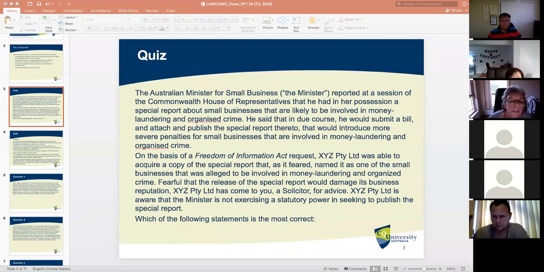Fearful that the release of the special report would damage its business reputation, XYZ Proprietary Limited has come to you, a solicitor, for advice. XYZ Proprietary Limited is aware that the Minister is not exercising a statutory power in seeking to publish the special report. Which of the following statements is the most correct?